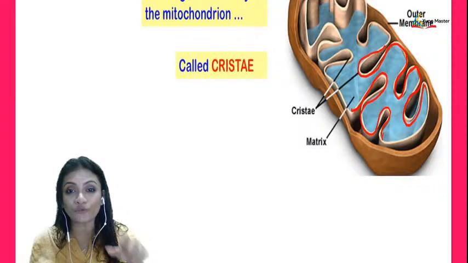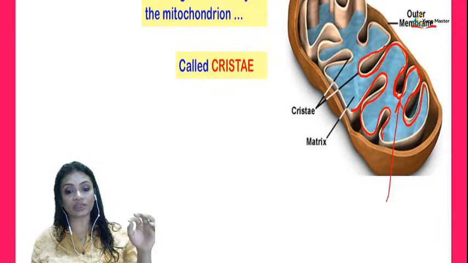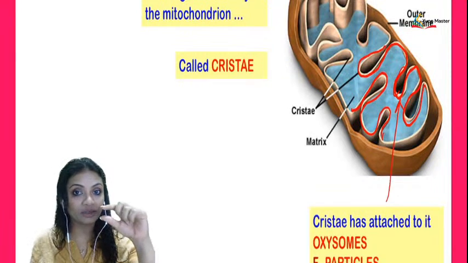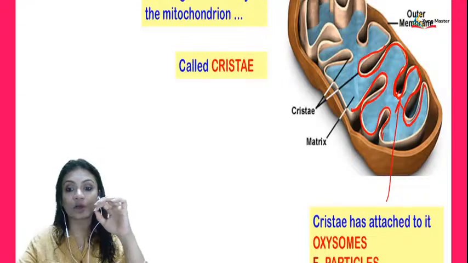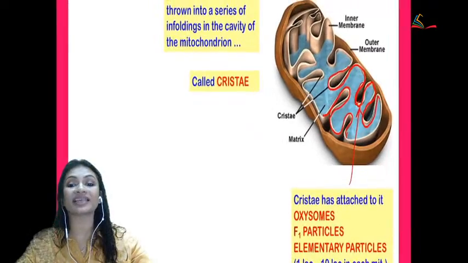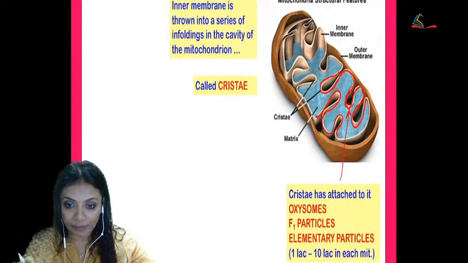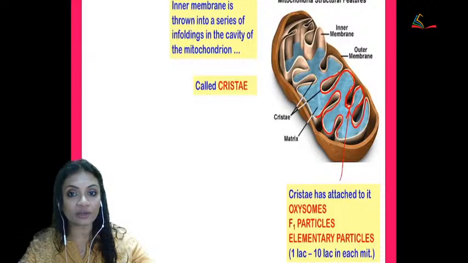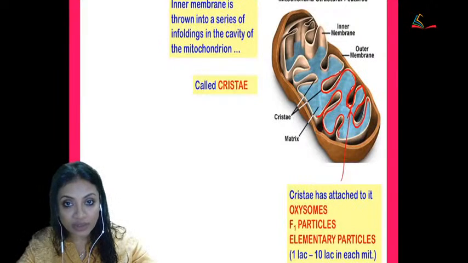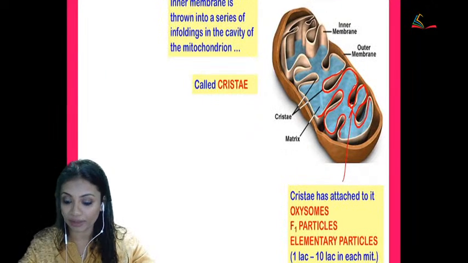Now, each of those folds which are present is called a cristae. What is it called? Each fold is known as a cristae. Now, these cristae have particles attached to them. Remember, I told you about the particles. Those particles can be called oxysomes, or F1 particles, or elementary particles. So basically it is those particles on the inner membrane which are going to be producing the energy. And what are those particles called? They can be called oxysomes, F1 particles, or elementary particles.